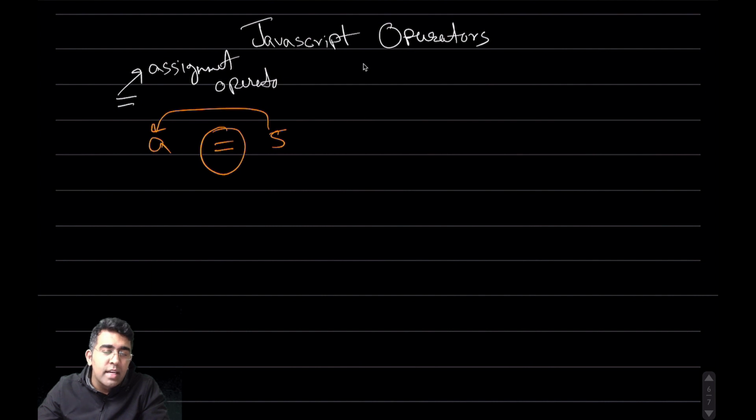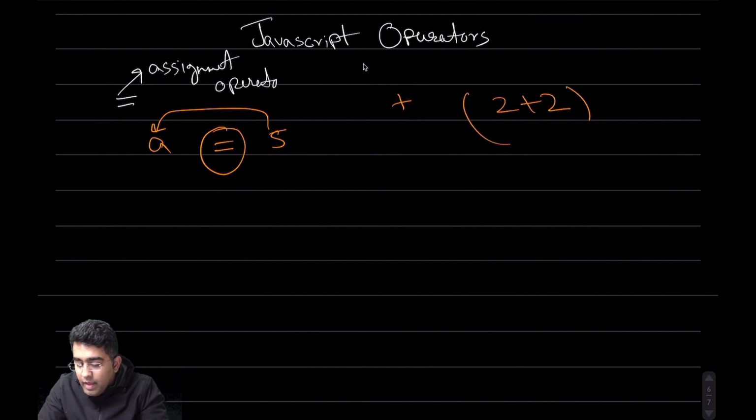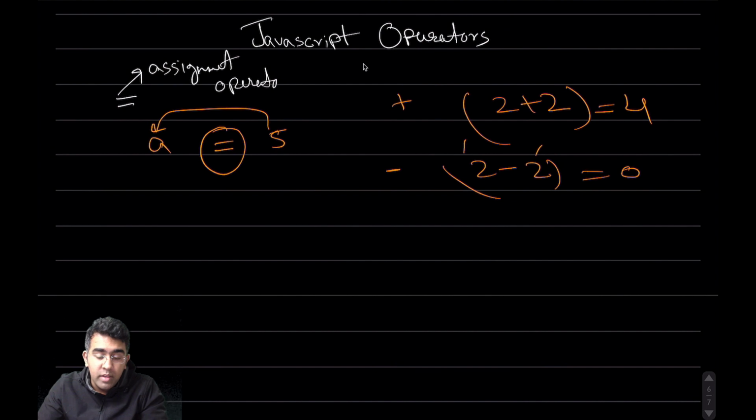So next we take a look at some of the mathematical or arithmetic operators. So we have a plus, we all know. If you want to say 2 plus 2, that equation will become 4 because it's a plus operator. It adds left to right or right to left. So we have a subtract operator. Well, 2 minus 2, that will become 0. So it subtracts this from this, and that leaves 0.